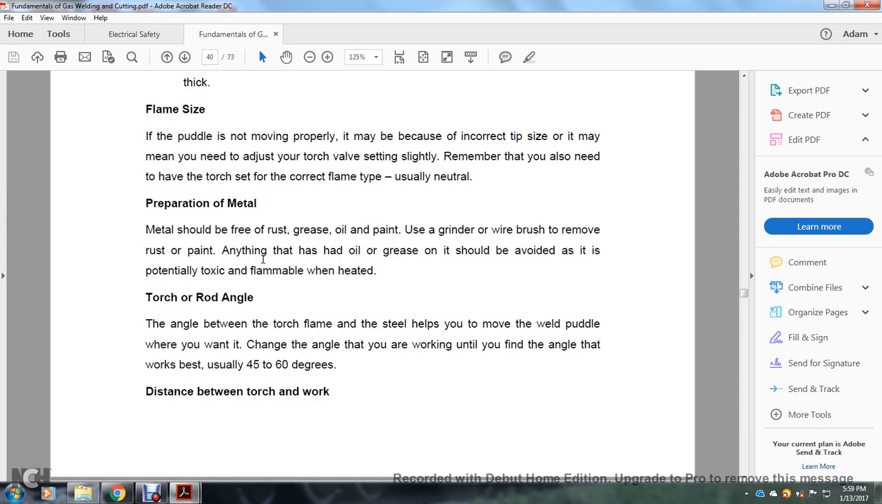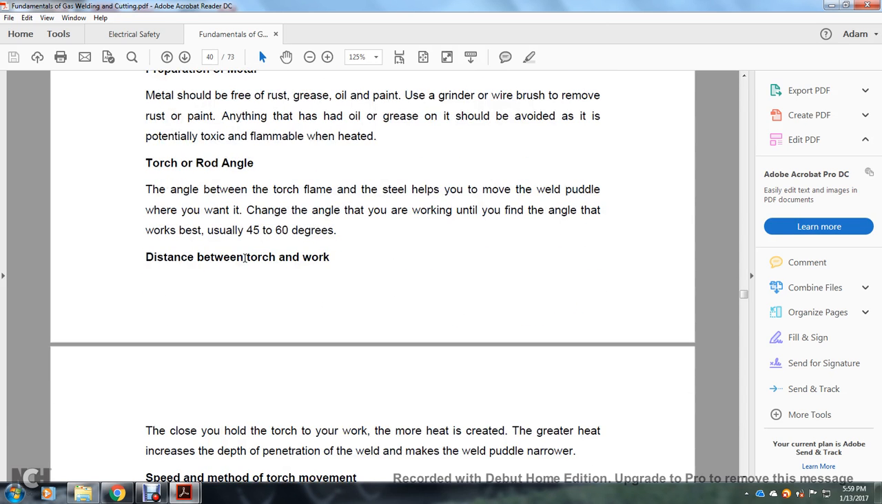Preparation of the metal. Metal should be free of rust, grease, oil, and paint. Use a grinder or wire brush to remove the rust or paint. Anything that has oil or grease on it should be avoided, as it is potentially toxic and flammable when torched.